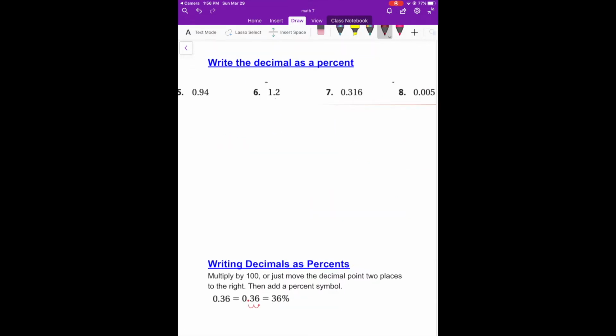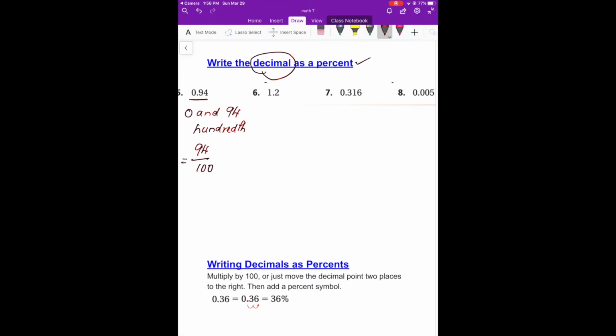Now let's see how to write the given decimal as a percent. How do you convert a decimal to a percent? So the first one, it is 0.94, or 94 hundredths. Try to read the decimal number using the place value. So I can say it is 94 hundredths. That is easy. 94 over 100, I can write 94%.